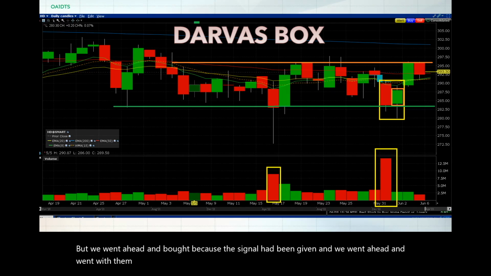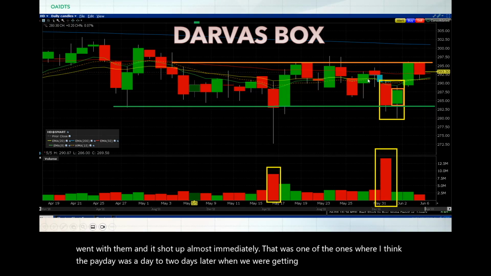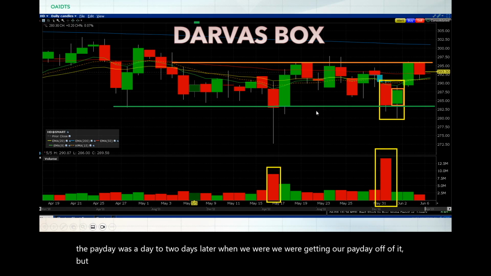And it shot up almost immediately. That was one of the ones where I think the payday was a day to 2 days later, when we were getting our payday off of it. But the Darvas box is a very strong sideways pattern that once it breaks, there's generally a lot of conviction to that. So Darvas box, write that down.